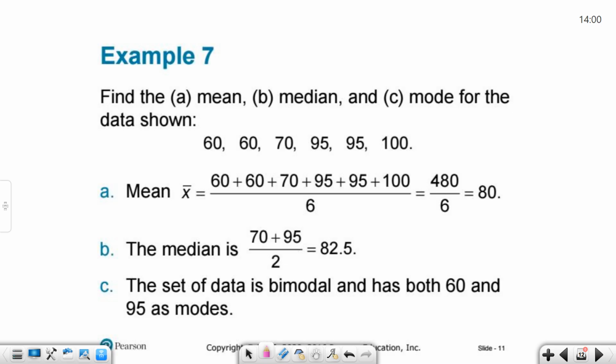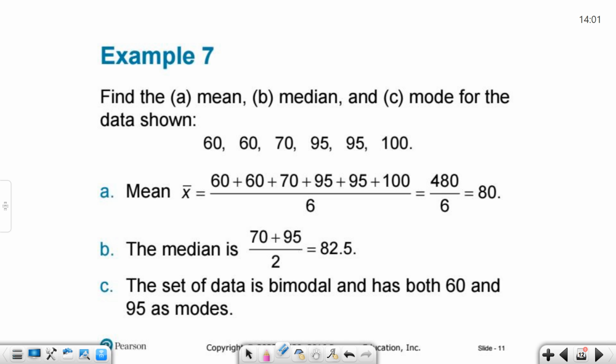They give you a kind of baby example of the mean, the median, and the mode here. And so they show you the mean. We just add up all those values and divide by 6. And where we got the 6 was 1, 2, 3, 4, 5, 6 terms. So that's where we got that value there. So we add them up and divide by 6.